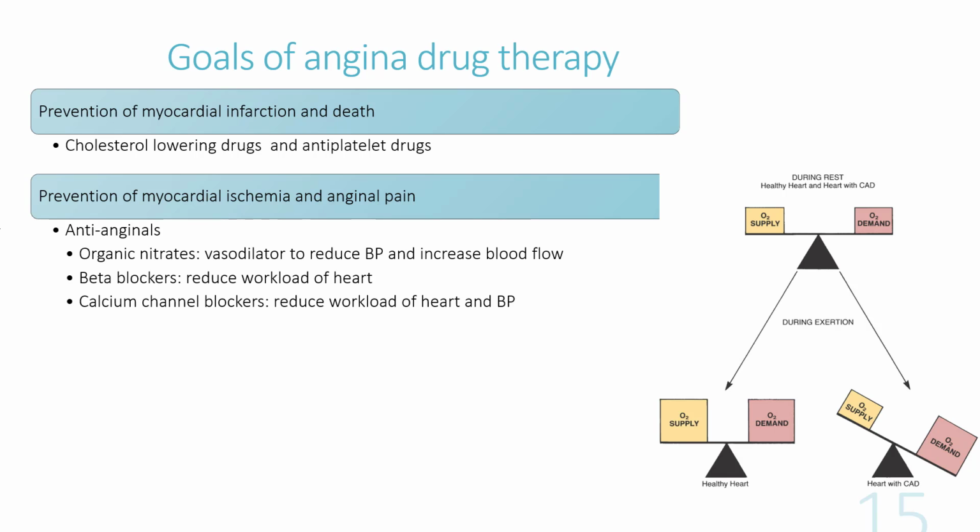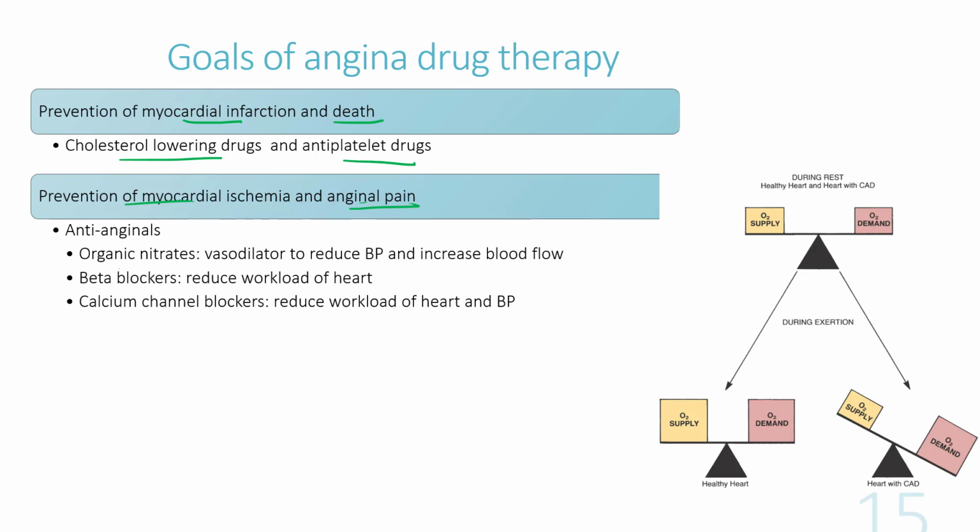As I said, long term, what you want to do with angina is prevent it, right? So you want to prevent myocardial infarction and death, because that's one of the consequences of untreated angina, and you want to do that long term by having the patient use cholesterol lowering drugs or antiplatelet drugs. We've talked about cholesterol lowering drugs before. We're going to talk about antiplatelet drugs after this. And also, secondly, you want to prevent angina and myocardial ischemia in the future.